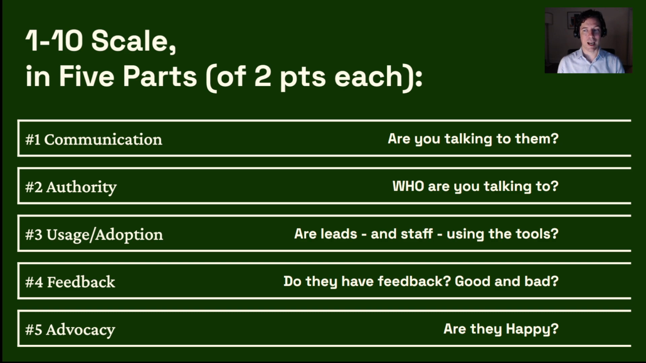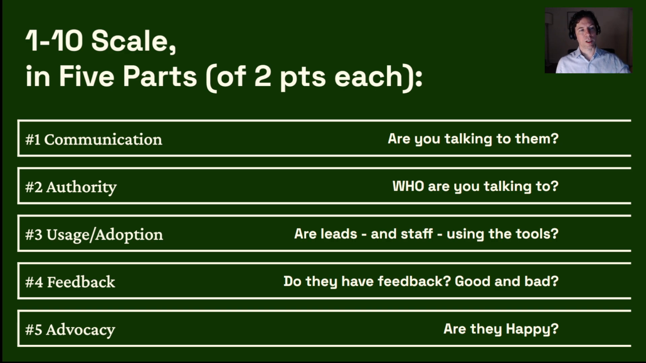Are leads and staff using the tools? So you've got just your product usage categories. Number 4, feedback. Do they have feedback? Is it good feedback? Is it bad feedback? Is it both? And number 5 is advocacy, your top score that'll push people from your 8s to your 10s.